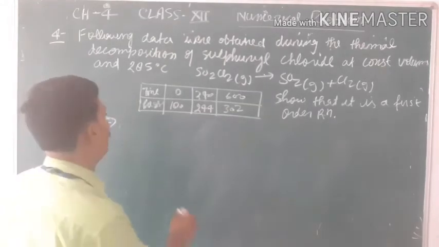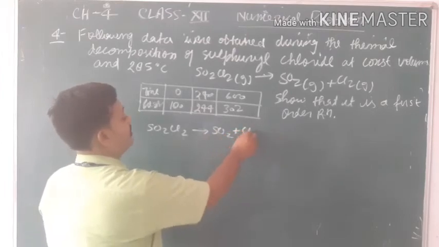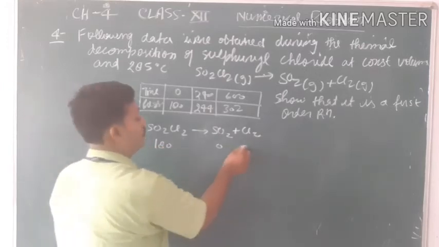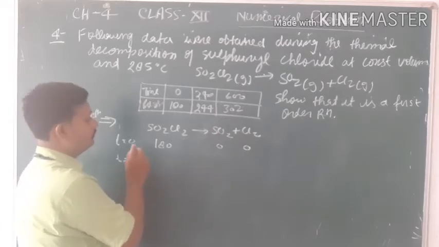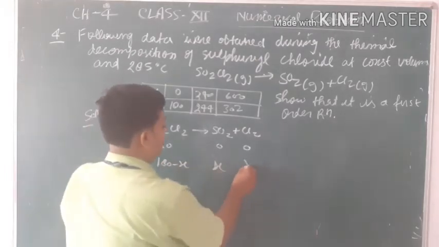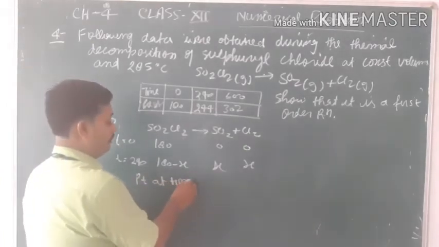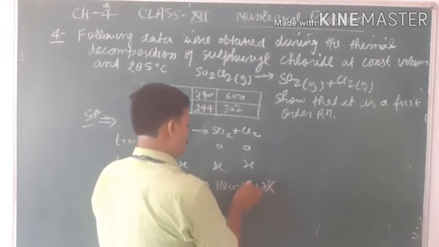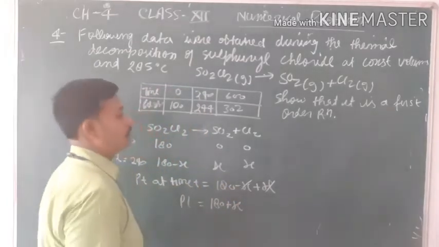Students, in this problem, first of all, we know that SO2Cl2 gives SO2 and Cl2 gas. At time t equal to 0, the pressure is 180, and 0 and 0. At time t, it is 240, and we will get 180 minus x, x, and x. So Pt at time t is equal to 180 minus x plus x plus x. So Pt is equal to 180 plus x. Okay. So now try to understand.